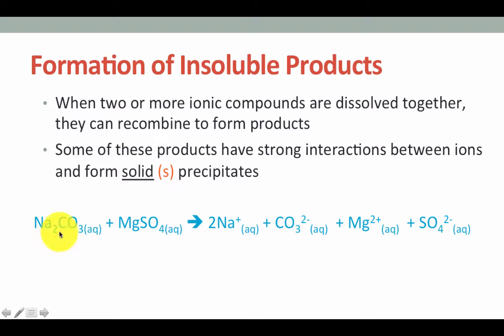So if we have two sodiums combining with a carbonate to form sodium carbonate, we should have two sodium ions and one carbonate anion. Magnesium sulfate is a 1:1 ratio, so we have one magnesium 2+ cation and one sulfate anion. We will now see how these ions can recombine to form new products.